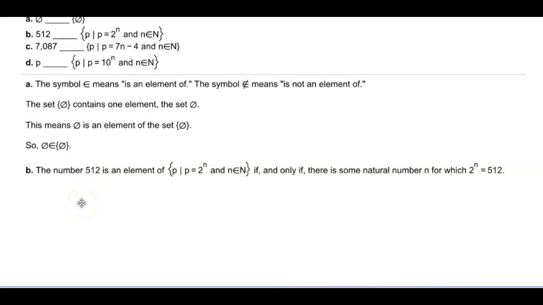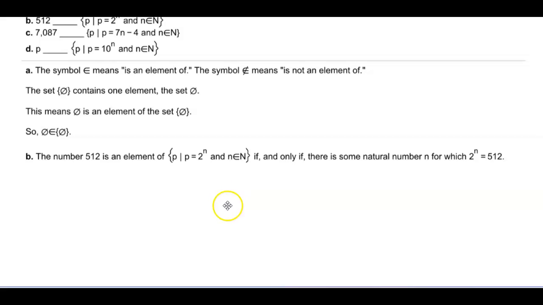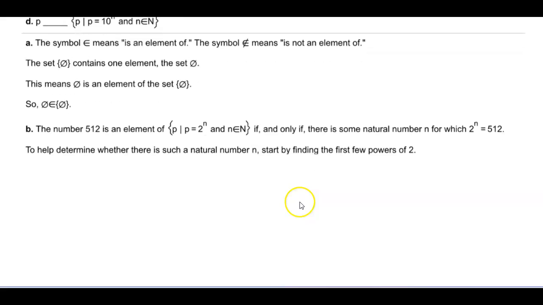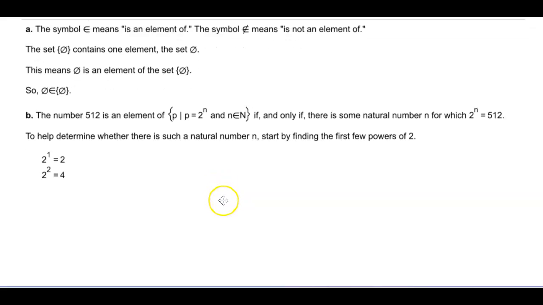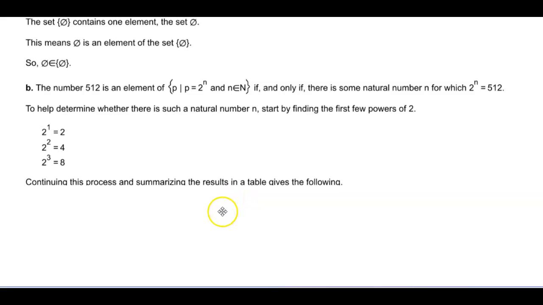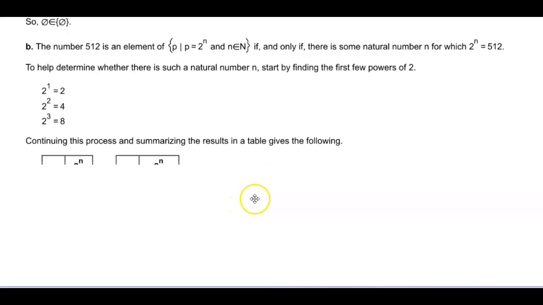Now, the number 512 is an element of P such that P is equal to 2 to the n, and n is an element of the natural numbers, if and only if there is some natural number n for which 2 to the n equals 512. Now, to help determine whether there is such a natural number n, you want to start by finding the first few powers of 2. 2 to the first power is 2, 2 to the second power is 4, 2 to the third power is 8. Continuing this process and summarizing the results in the given table gives us the following.